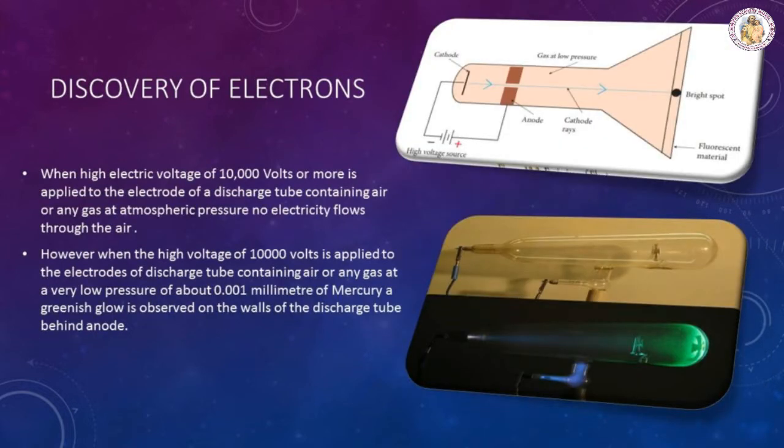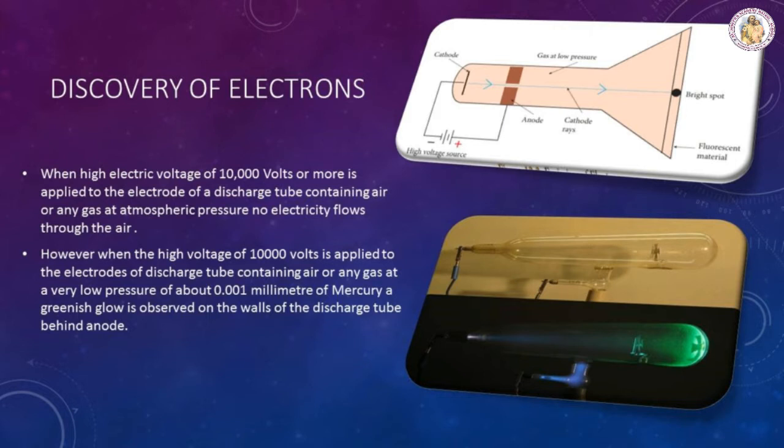Discovery of electrons. When a high electric voltage of 10,000 volts or more is applied to the electrode of a discharge tube containing air or any gas at atmospheric pressure, no electricity flows through the air. However, when the high voltage of 10,000 volts is applied to the electrodes of a discharge tube containing air or any gas at a very low pressure of about 0.001 millimeter of mercury, a greenish glow is observed on the walls of the discharge tube behind the anode.